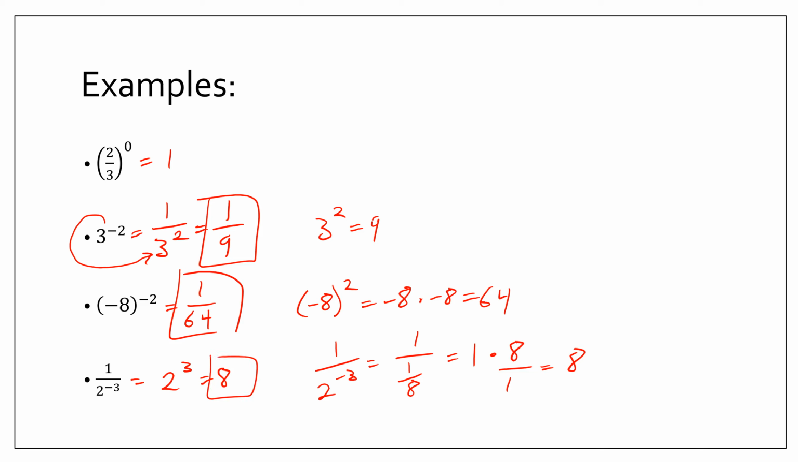So I tried to explain things in a kind of scattershot approach there, to give you some different ways of thinking about things, but just know negative exponents mean reciprocate. That's why 3 to the negative 2 is 1 over 9. That's why 1 over 2 to the negative 3 is 8 on top of the fraction.